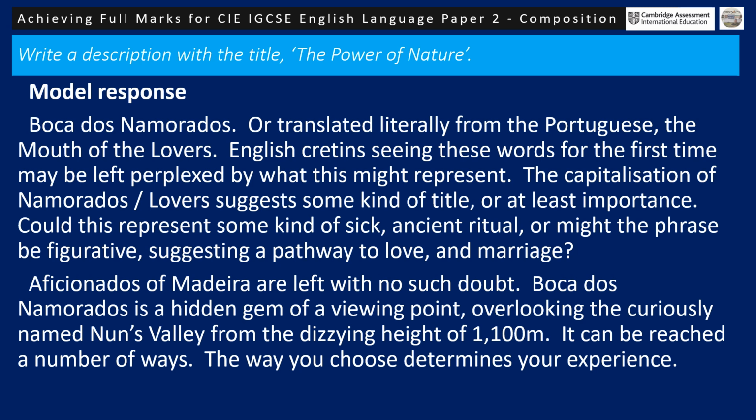Boca dos Namorados is a hidden gem of a viewing point overlooking the curiously named Nuns Valley from the dizzying height of 1,100 metres. It can be reached a number of ways. The way you choose determines your experience.